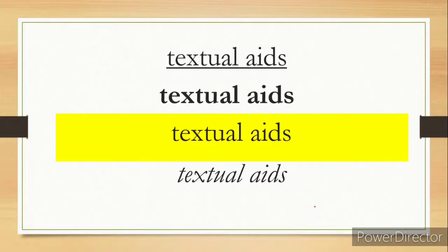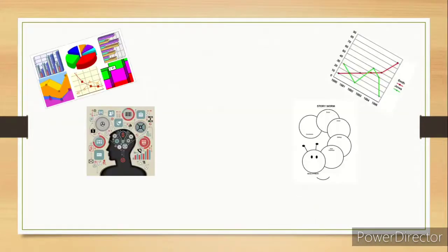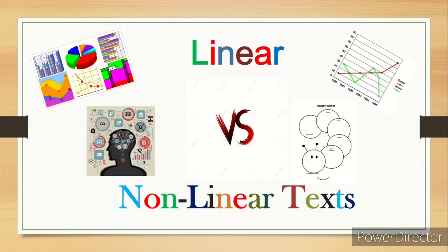Now, let us discuss our main topic that has something to do with textual aids. Today, we will talk about linear and non-linear text, their features, differences, and examples. Understanding the differences between linear and non-linear text is an essential skill as we encounter these texts almost every day. The main difference between the two lies in the way the text is read or processed by an individual. Experts call this pattern of reading a material reading path.